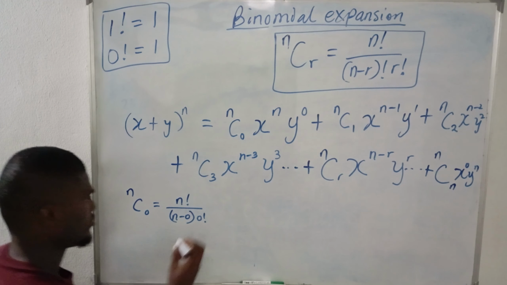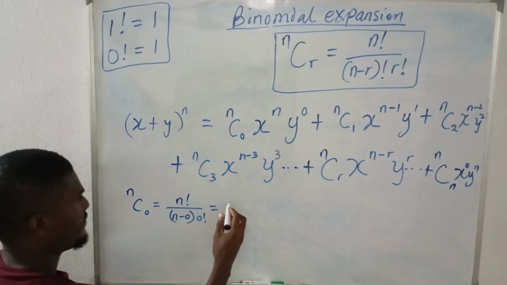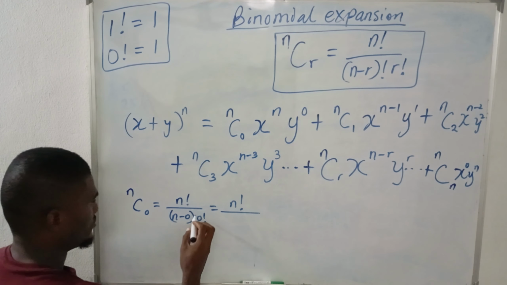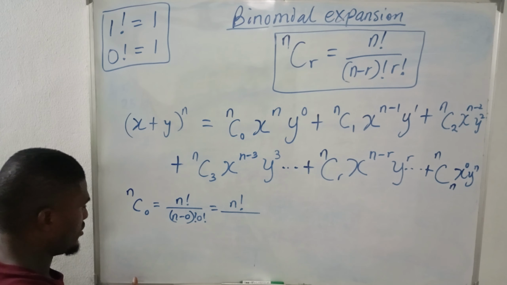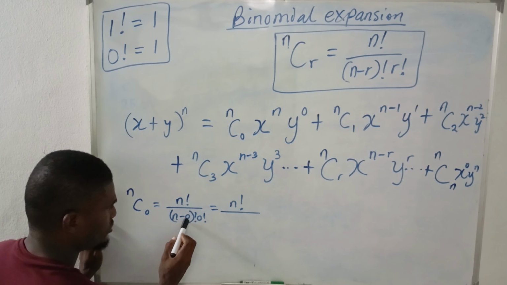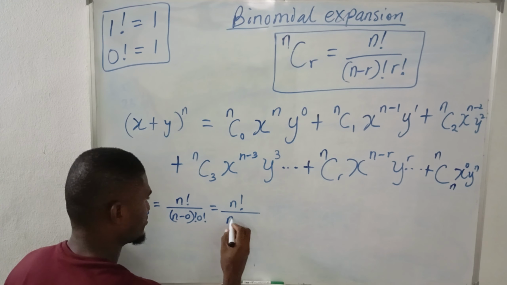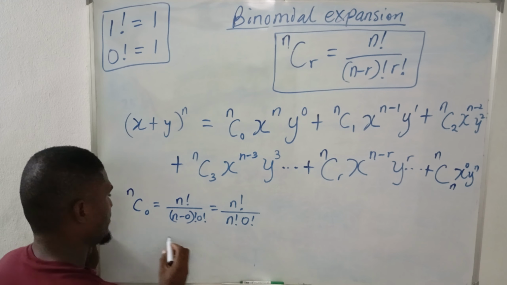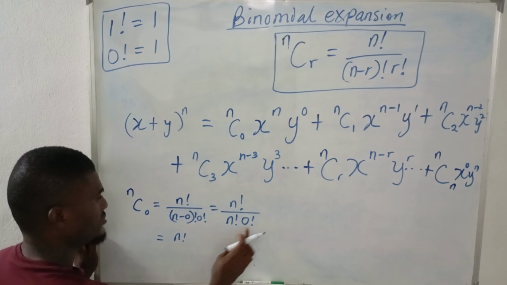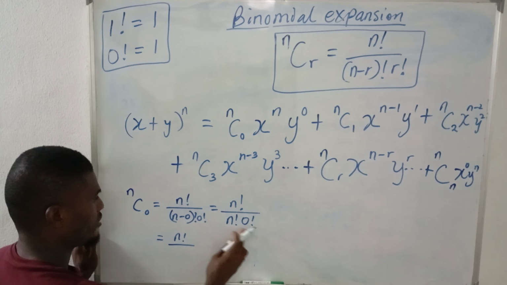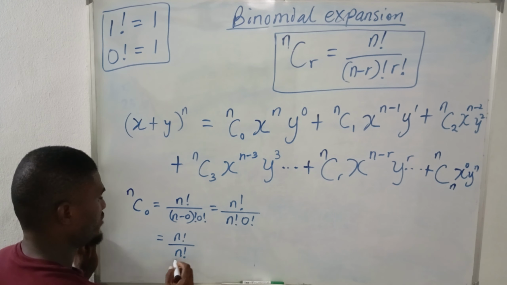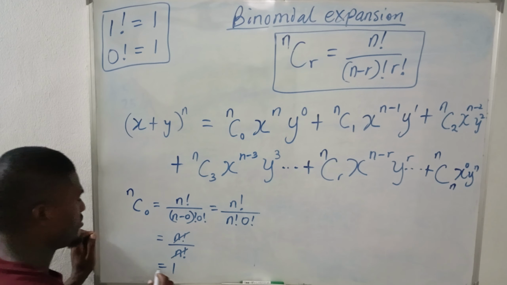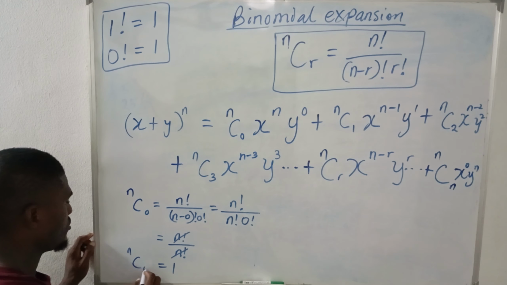Okay, so with this, we have n factorial on the numerator. On the denominator, we have n minus 0 factorial, and n minus 0 is still n. And then we have 0 factorial. Alright, so like we said, 0 factorial is 1. And 1 times n factorial will still be n factorial. So the numerator and denominator are the same. So the answer there is 1.